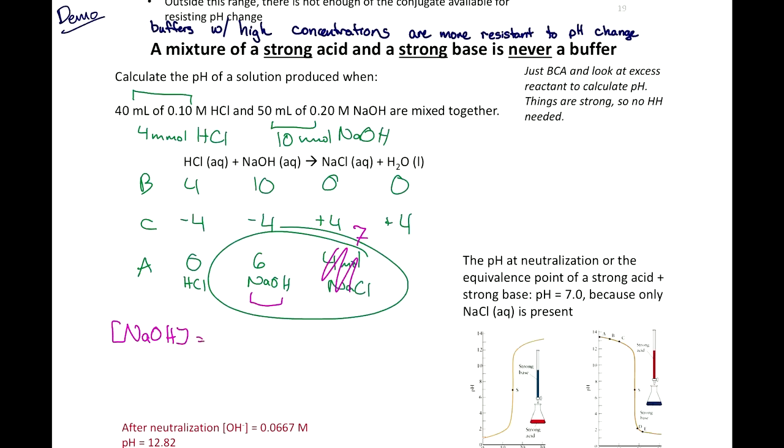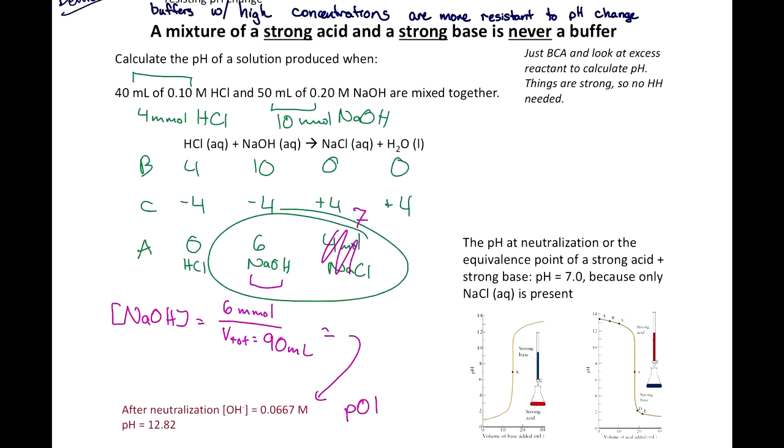So the concentration of sodium hydroxide is 6 millimoles over its total volume. What is the total volume? 90. Yeah, so 90 milliliters. Remember, a millimole divided by a milliliter is a molarity. So never did we have to convert to liters, which is very nice. And so you get that after neutralization, that sodium hydroxide concentration is 0.066. You can calculate pOH as something. I think I can do that in my head, 1.28 or something like that, and then subtract from 14, you get a pH of 12.8.